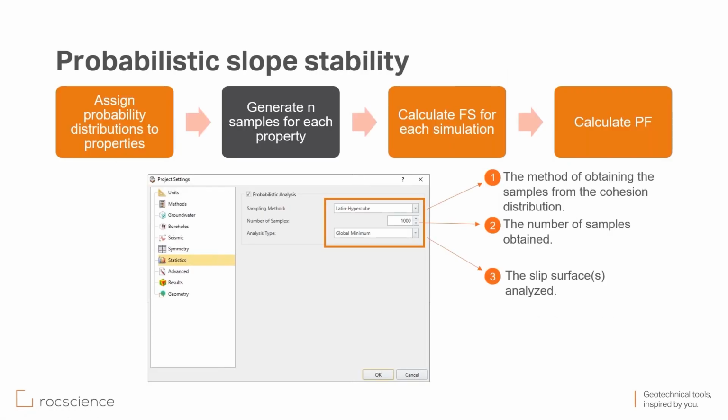Now we need to generate n samples for each property. I'm going to pass the presentation to our developer and statistician at Rocscience, Bridget, and she's going to walk you through this process. I'm going to come back with a few more examples.